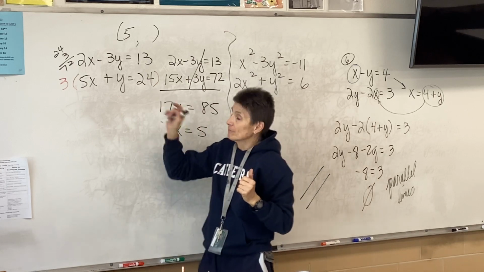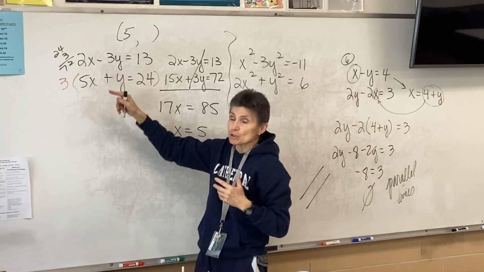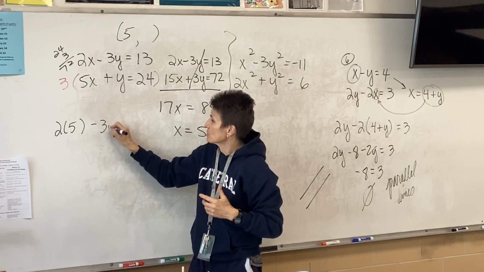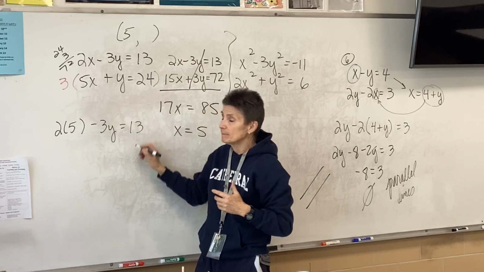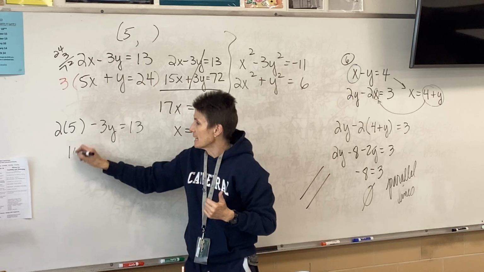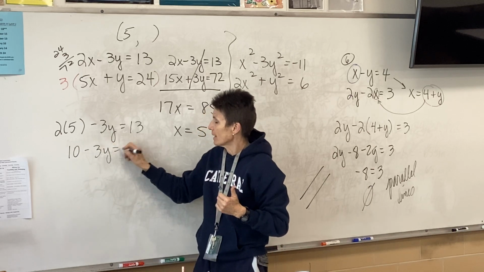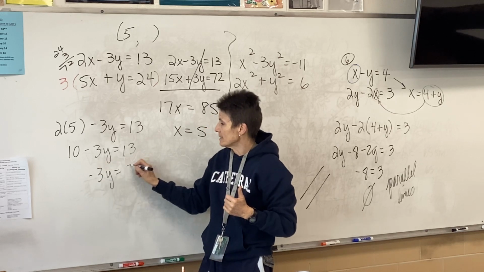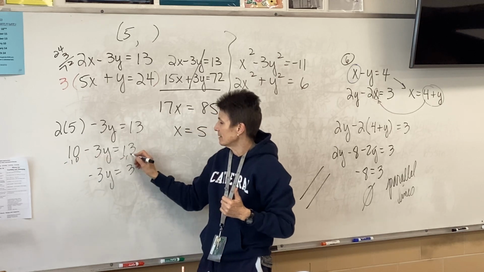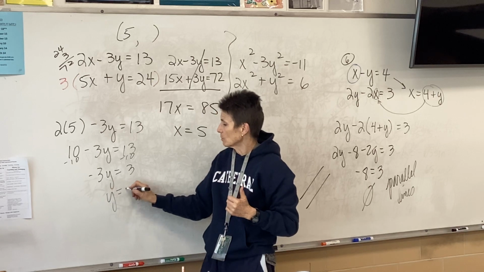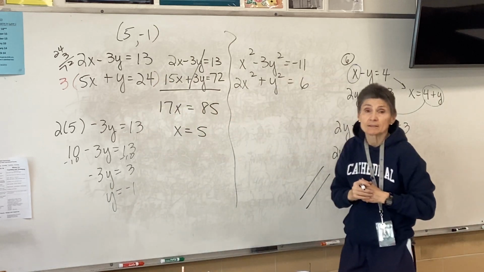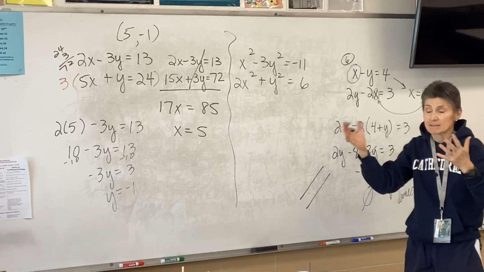So I'm going to go back for x. So I'm just going to go back to the first one. 2 times 5 minus 3y equals 13. So 10 minus 3y equals 13. Negative 3y equals 3. I'm subtracting 10. So y equals negative 1. There is the solution to your system of equations.